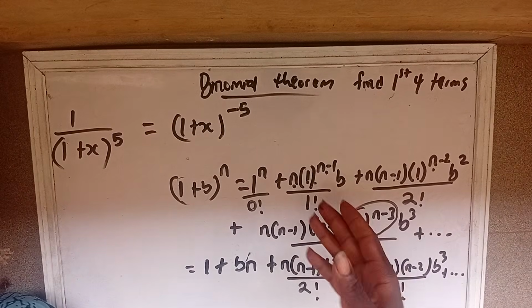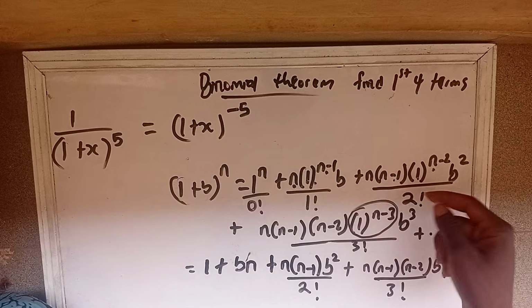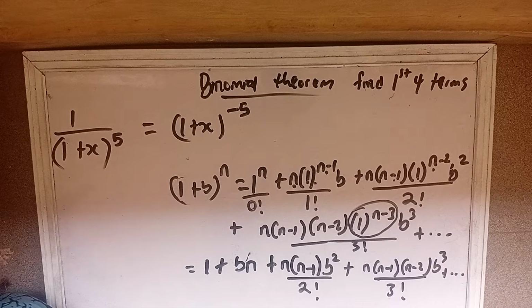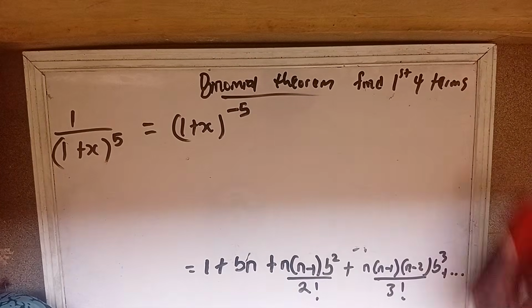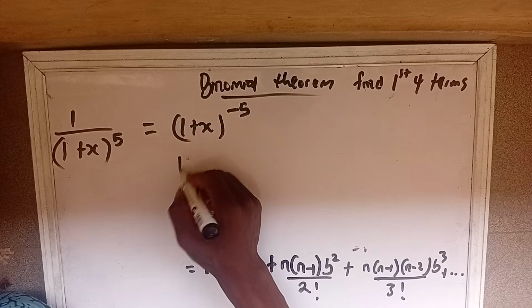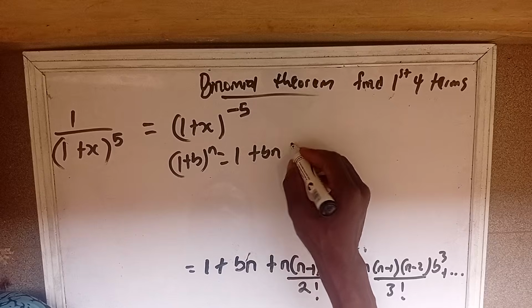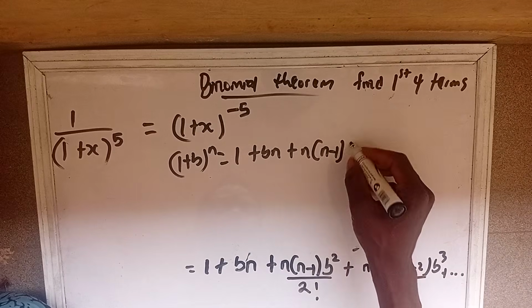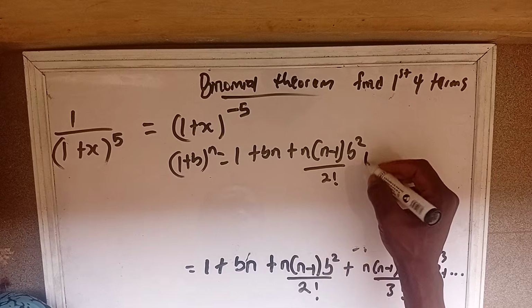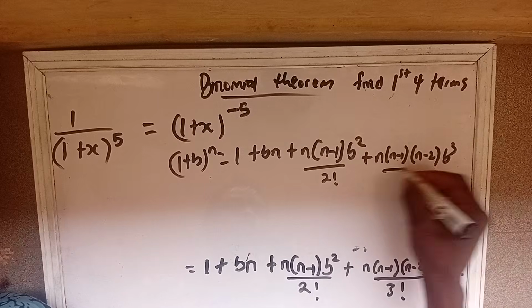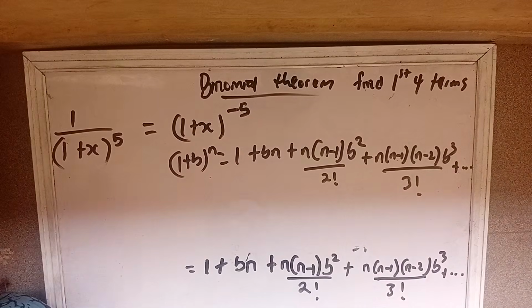These are the general formula for the first four terms. Just like the normal expansion that we know before, the power will begin to come down and the power of n will be reduced by 1 continuously. So 1 plus b raised to the power n equals 1 plus bn plus n into n minus 1 b square over 2 factorial plus n into n minus 1 n minus 2 b cube over 3 factorial plus dot dot dot. So these are the first four terms formula you need to know offhand. Very, very important.